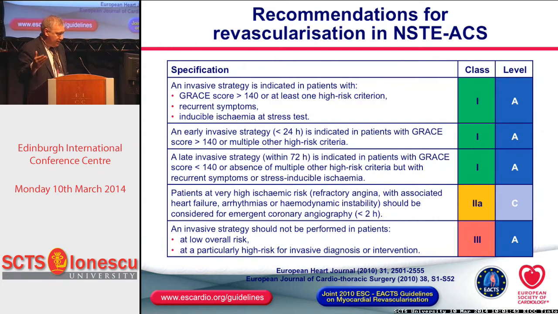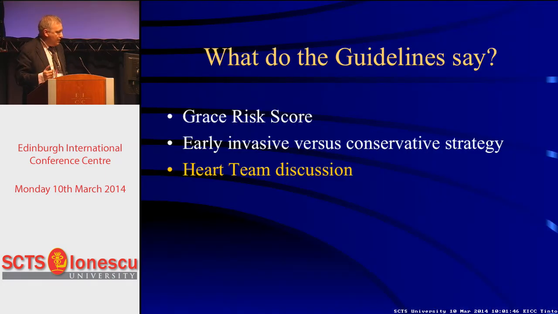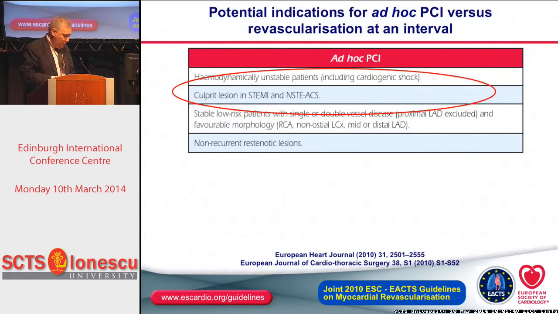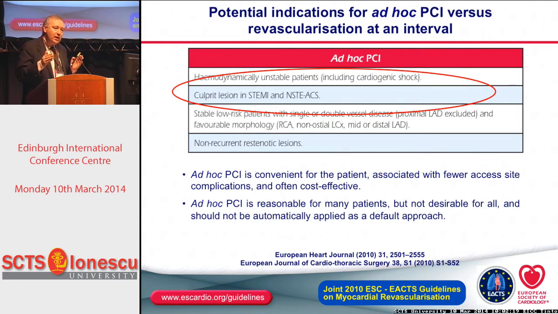And again, as I think both of you said, we need heart team discussion in this patient. Of course, when you go to the cath lab and you find a culprit lesion, we say that ad hoc PCI is a potential indication. Culprit lesion in non-STEMI, we are here, we say that's the LAD. We don't say that CABG is not possible. I think it should be based on a discussion between the interventional cardiologist and the cardiac surgeon, what they feel. But there is no question that this should be treated as soon as possible.